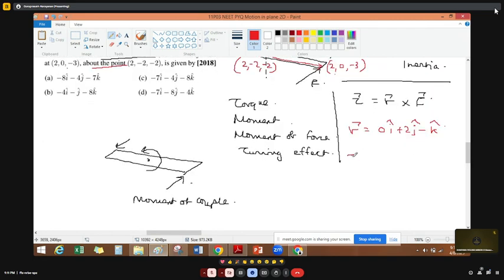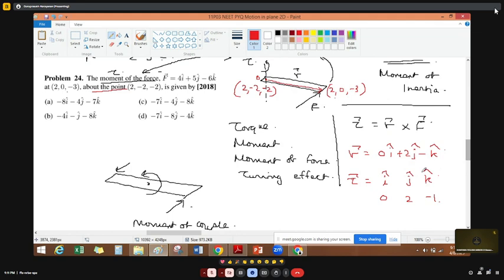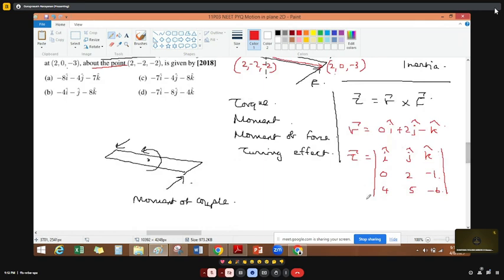Do the problem quickly and tell me the answer. Tau is equal to ijk. Take the cross product. R is 0, 2, minus 1. F is 4, 5, minus 6. Any answers? Minus 12, minus of minus 5. So minus 12 plus 5, it will be minus 7.